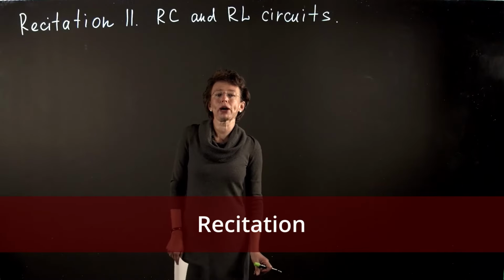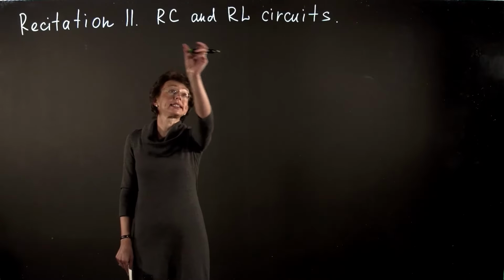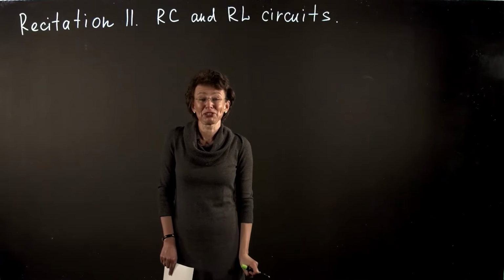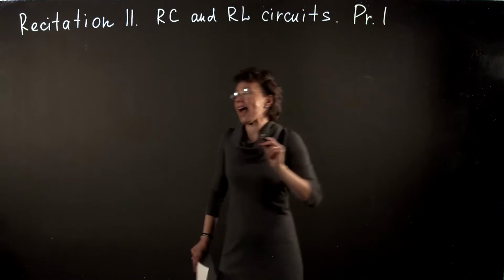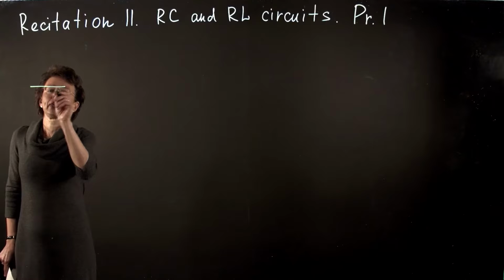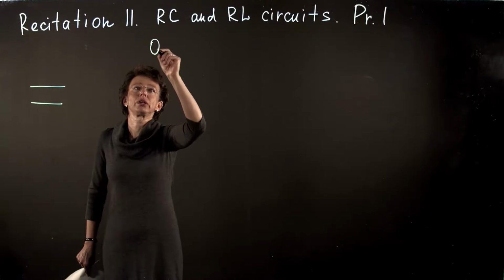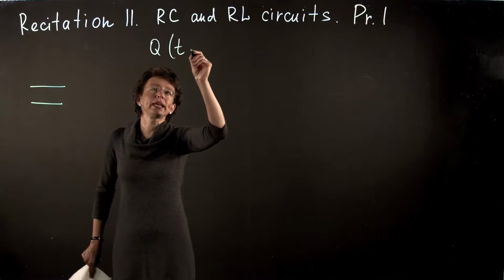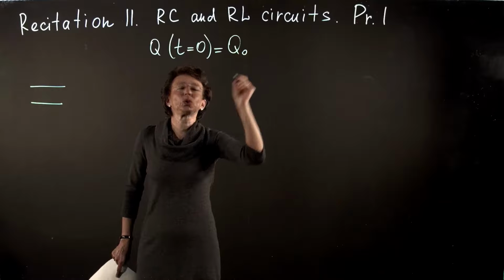Today we will talk about time-dependent circuits, and we will talk about RC and RL circuits. For problem 1, we will have a capacitor that was charged with charge Q0. So the charge on the plates of the capacitor at time t0 is Q0.